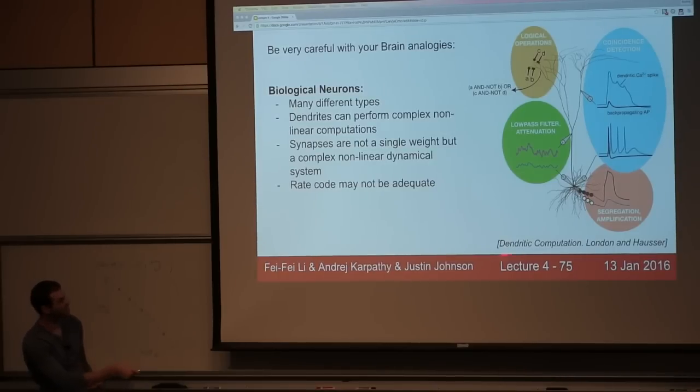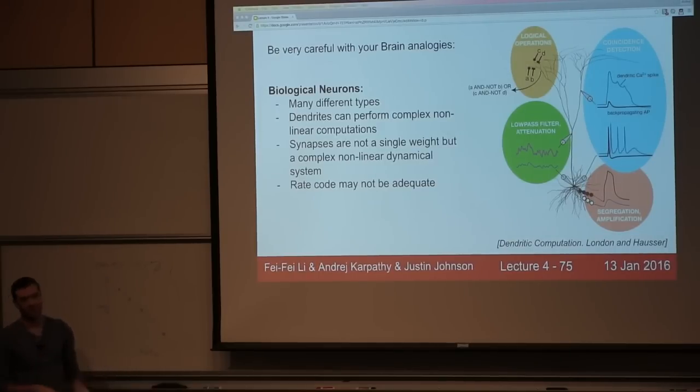And that's because neurons are complex dynamical systems. There are many different types of neurons. They function differently. These dendrites can perform lots of interesting computation. A good review article is "Dendritic Computation", which I really enjoyed. These synapses are complex dynamical systems. They're not just a single weight. And we're not really sure if the brain uses rate code to communicate.